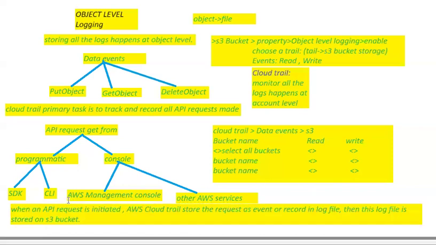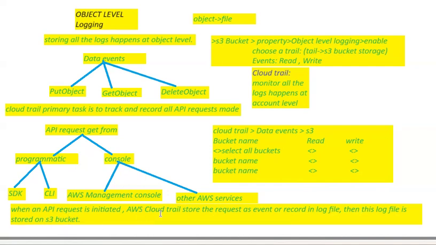This is what actually happens. Whenever your API request is initiated, CloudTrail will store that request in the form of an event or record in your log file. Then this log file will be stored under the S3 bucket. That trail you need to select while creating your CloudTrail. So finally, your logs will be present under the S3 bucket.